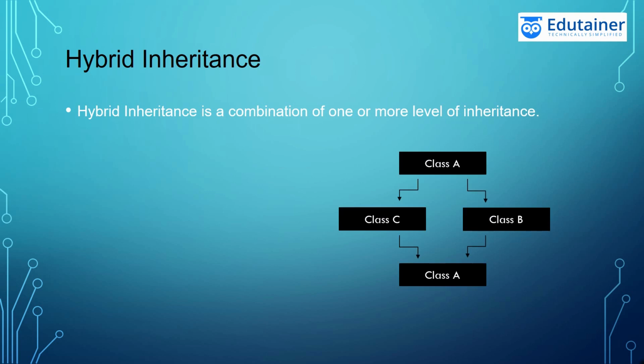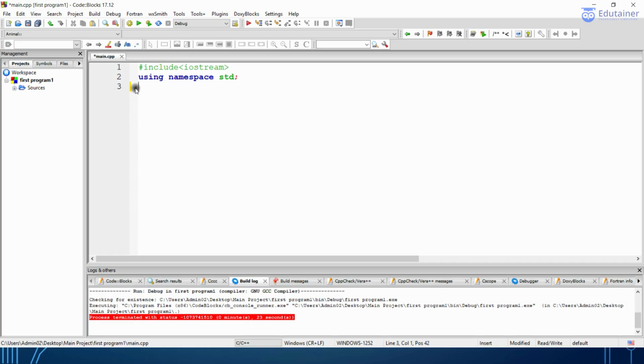In this flowchart, you can see that we have two levels of inheritance. The first one is multi-level and the other is hierarchical. So combining both, we call it hybrid inheritance. So let's move to code blocks.